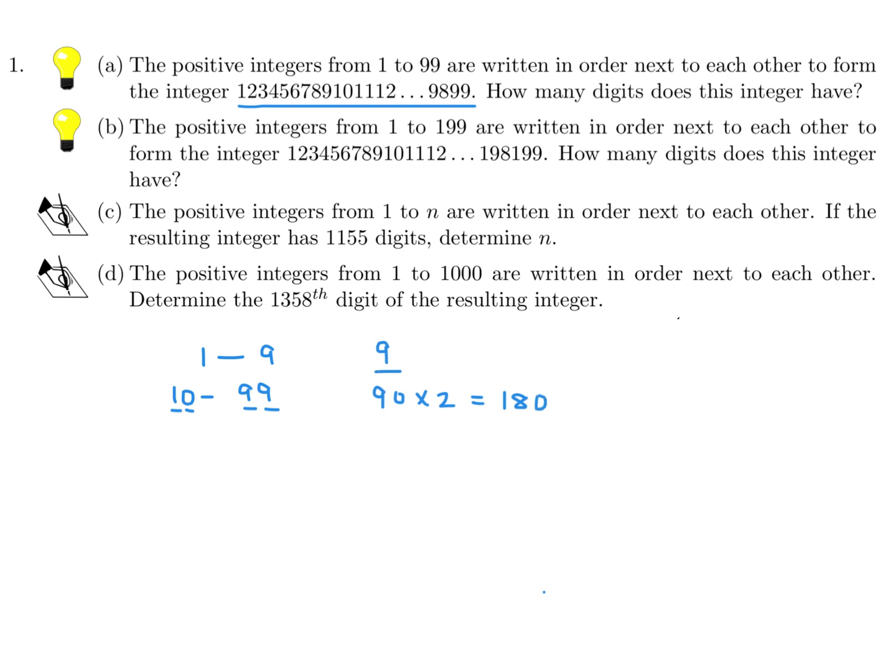So we have to take this 9 and add it to that 180, and when you do, you get 189 digits that are a part of that big long number.